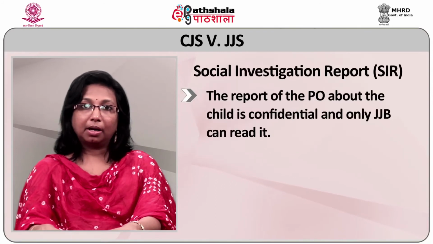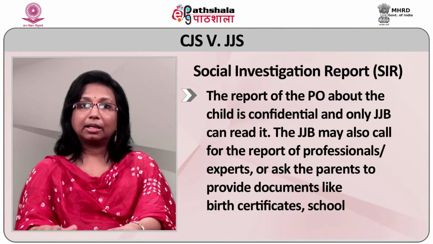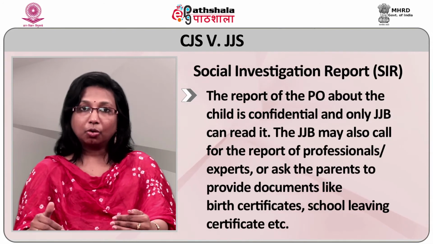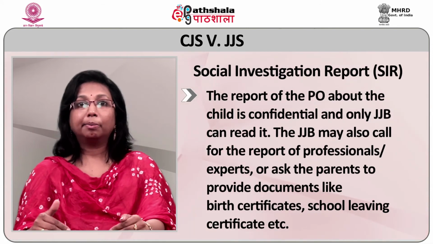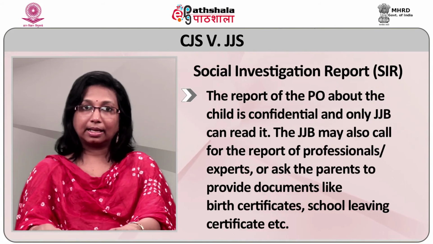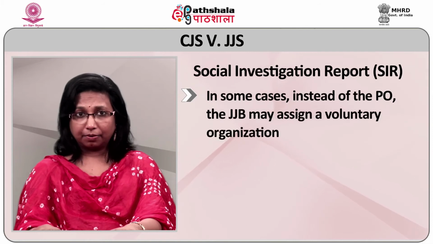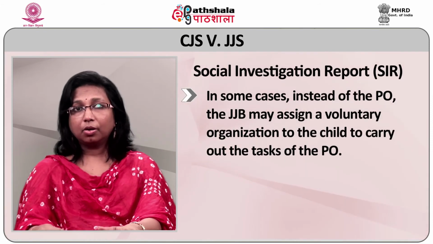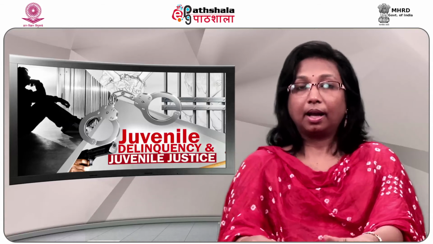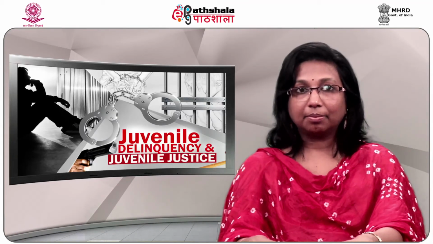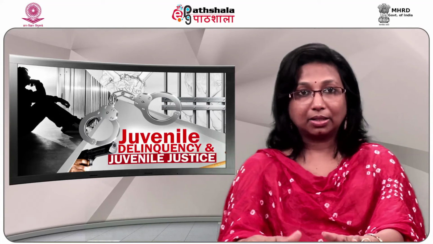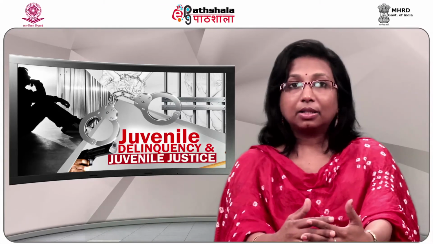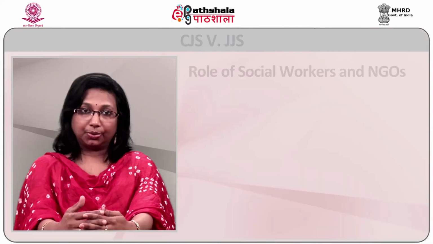The report of the PO about the child is confidential and only the JJB can read it. The JJB may also call for the report of professional experts or ask the parents to provide documents like the birth certificate, school leaving certificate, etc. In some cases, instead of the PO, the JJB may assign a voluntary organization to carry out the tasks of the PO. However, in the adult criminal justice system, reports of only the police are accepted and the concept of a social investigation report does not exist.